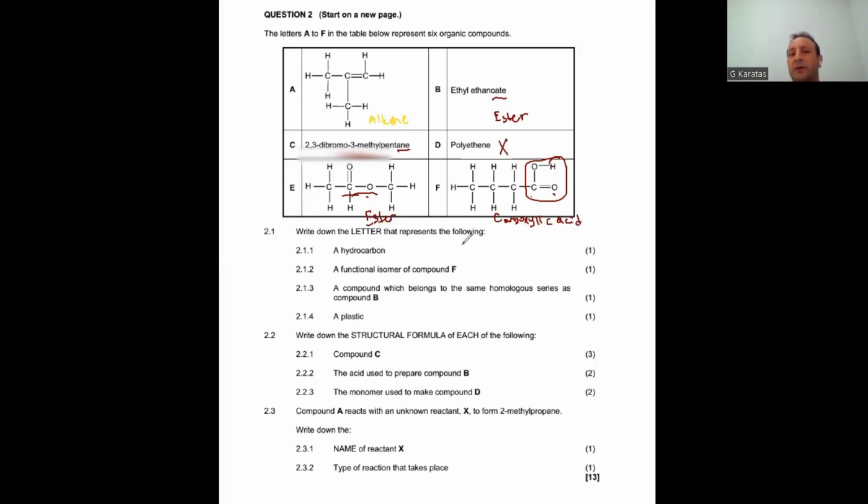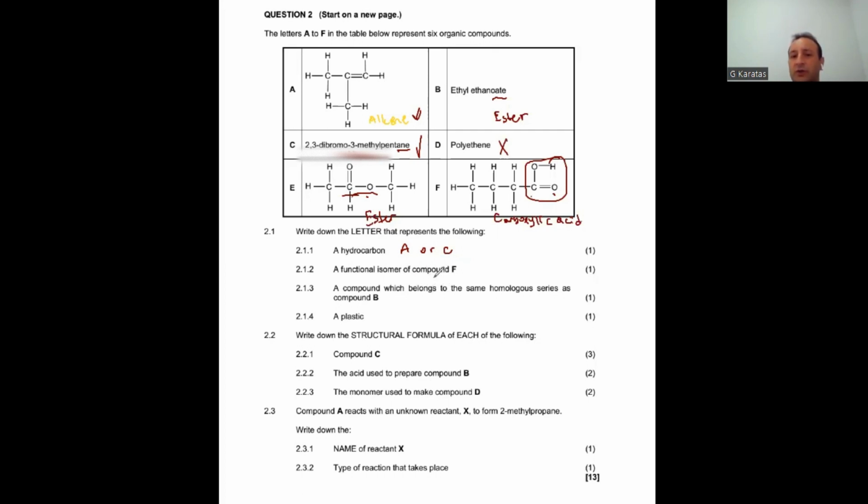Write down the letter that represents the following. The first question, a hydrocarbon. Remember, hydrocarbons are the organic compounds which are made of only carbon and hydrogen atoms. We have 3 types of hydrocarbons, alkane, alkene, and alkyne. And when we look at this table, alkane is a hydrocarbon, alkene is a hydrocarbon. So you can say A or C. These are 2 options. You can write either one.